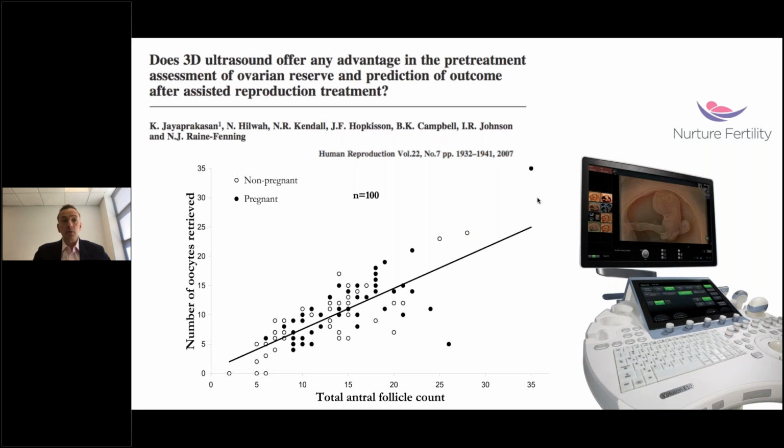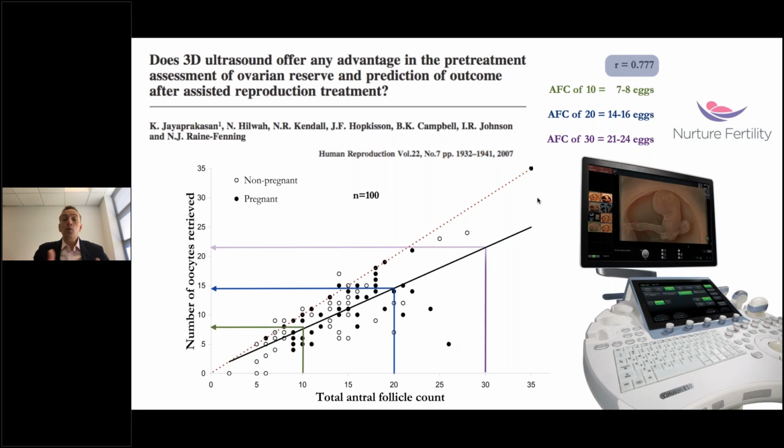And you can see along the bottom, we've got the antral follicle count, and then we've got the number of eggs retrieved at IVF. What we want is 100%. We want 20 follicles to give us 20 eggs, 30 follicles to give us 30 eggs. We don't want 30 eggs, of course. But we want to be able to titrate the predicted ovarian response to the number of eggs. So what we notice when we use 3D is we have this range of about 0.77. So that means if we've got 10 follicles, we'll get around 7 to 8 eggs. If we've got 20 follicles, 14 to 16, and 30, 21 to 24, based on about a 70% yield.